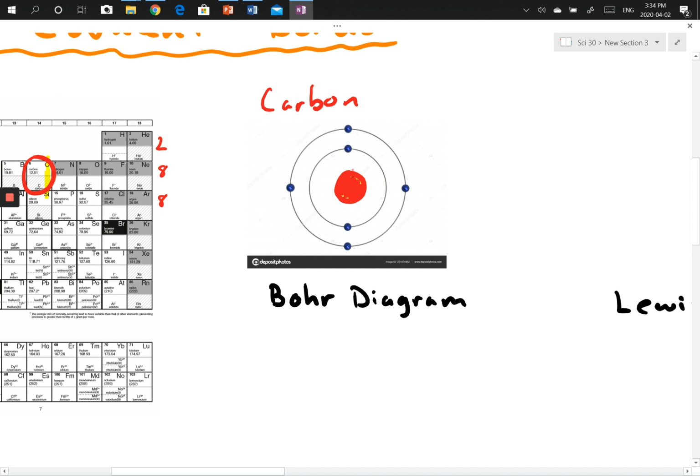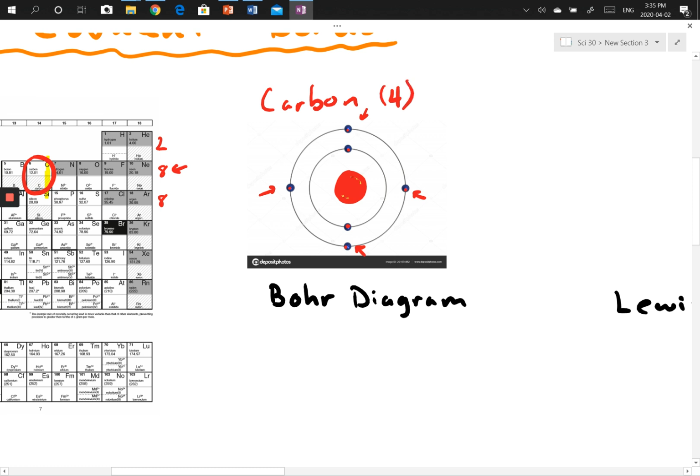But we notice here the first shell has 2. The second shell has 1, 2, 3, 4 electrons. So carbon actually wants to have 8. So it needs to go and find some electrons. And what it's actually going to do is it's going to form covalent bonds with other atoms. So those are sharing bonds. So carbon wants to make one bond here, one bond here, one bond here, one bond here. It wants to make 4 bonds.